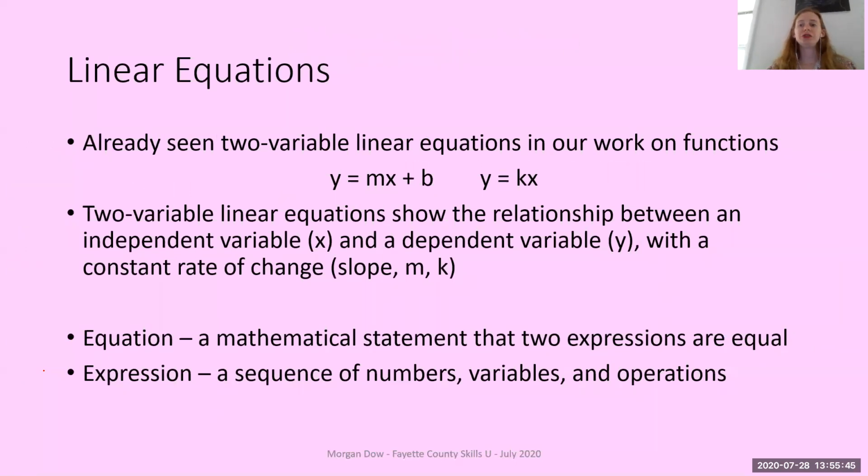All right. So now on to linear equations. We have already seen 2 variable linear equations in our work on functions. So what we were just talking about in our warm-up problem, right? A 2 variable linear equation is a relationship between 2 variables, 2 quantities, where the rate of change is constant. So that slope that we were just talking about.